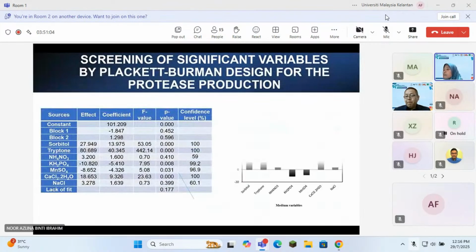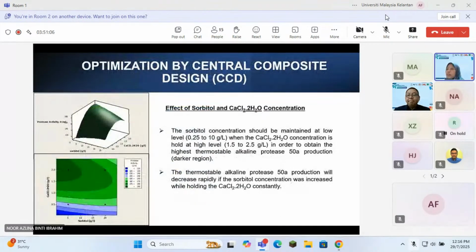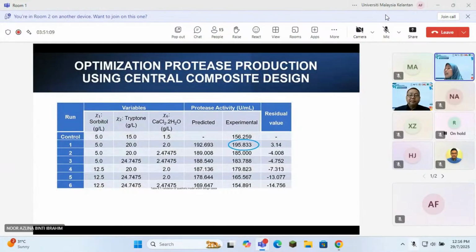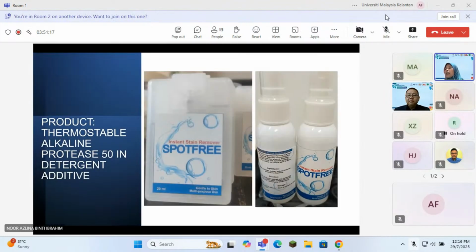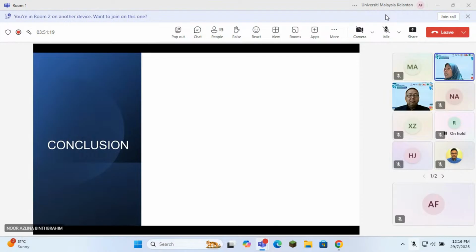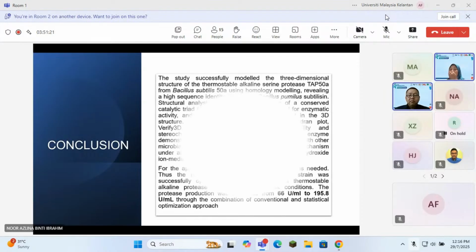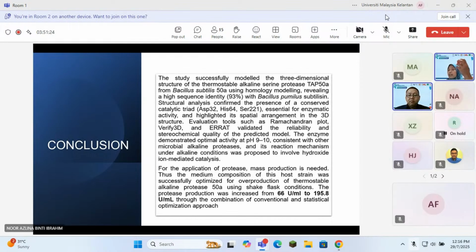I just would like to conclude that we are able to predict the 3D structure and study the mechanism of action of the proteins, and why it is able to be active at high pH. That's all from me. Thank you.